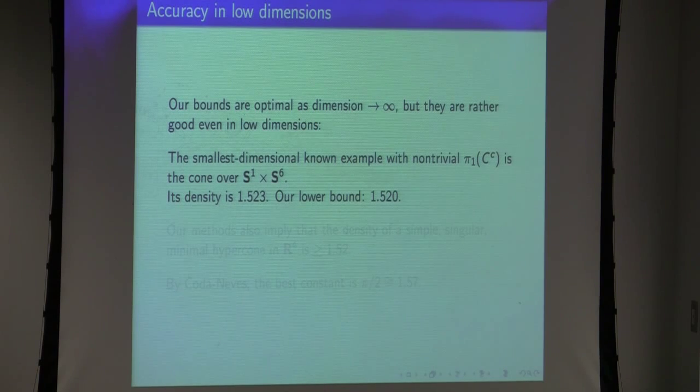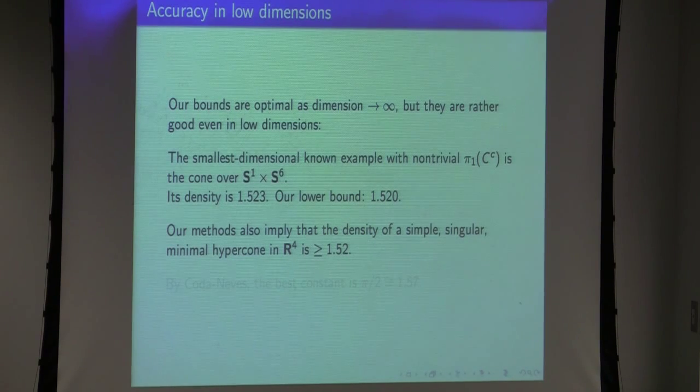And everything I said is for area minimizing hypersurfaces, but actually by modifications we can say some things about cones that are not area minimizing. And for instance, the methods imply that the density of a simple singular minimal hypercone in R^4 is greater than or equal to 1.52. And of course, by Marques, I said Coda, but it's really Marques and Neves, the best constant is 1.57. So the constants are not bad even in very low dimensions.